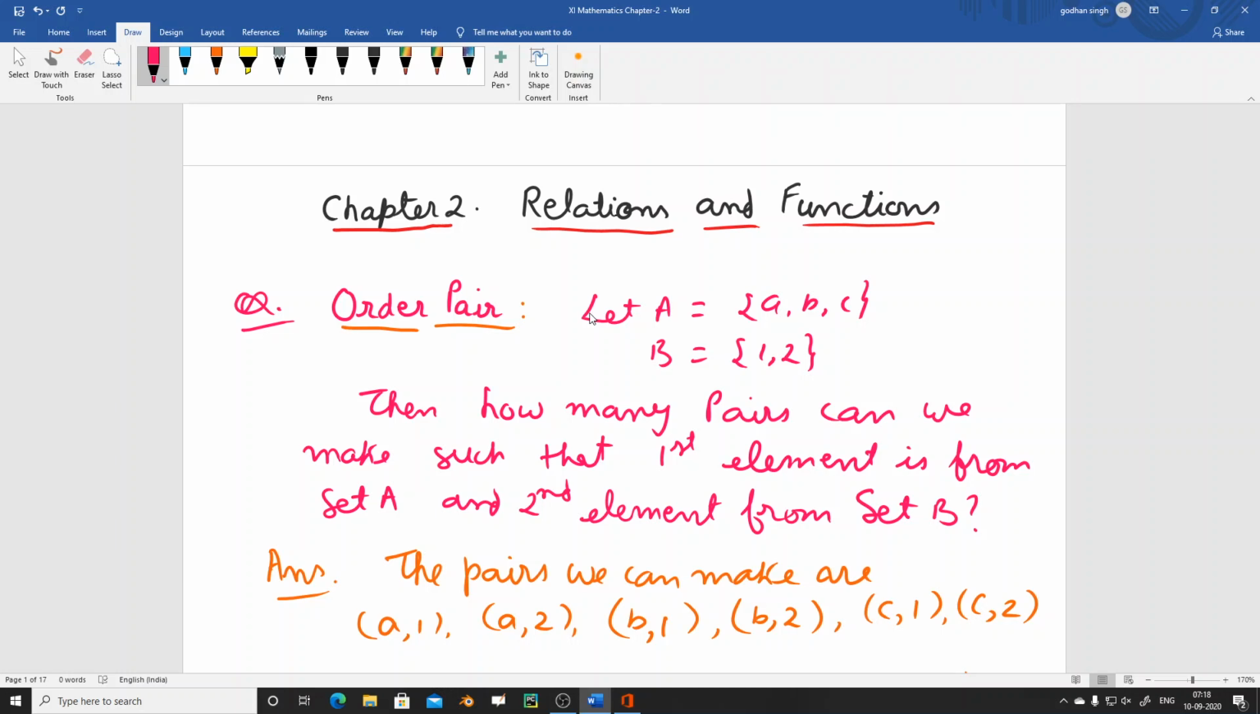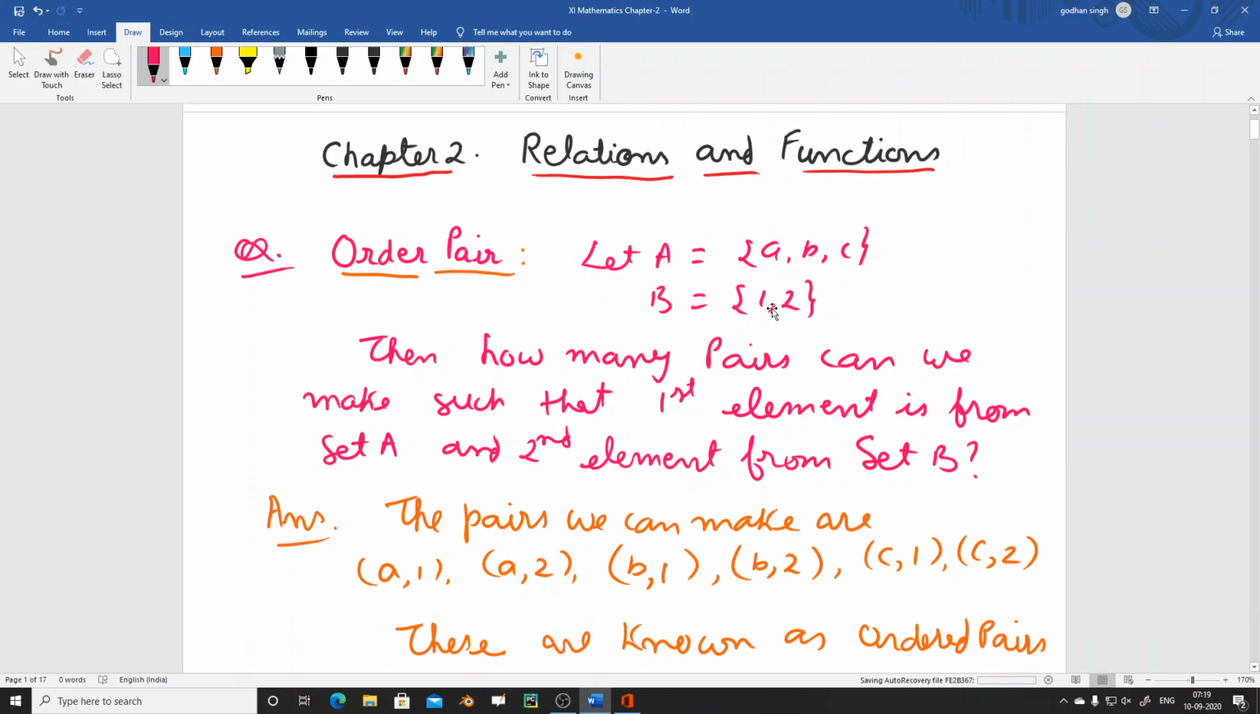That is, the first element is from the first set and the second element is from the second set. So the pairs we can make are: from the first set we take the element a, and from the second set we can take either 1 or 2. So we have (a,1), (a,2). Similarly, we can have the pairs (b,1), (b,2), and (c,1), (c,2). So there are 6 elements. How did we get these elements? By taking the first element from set A and the second element from set B.